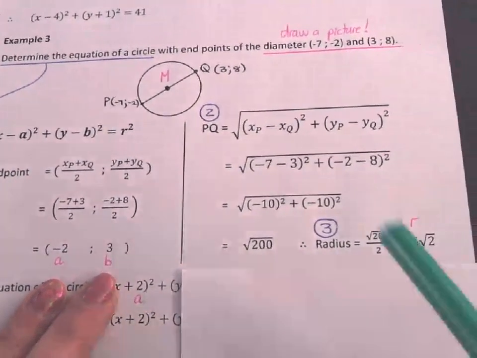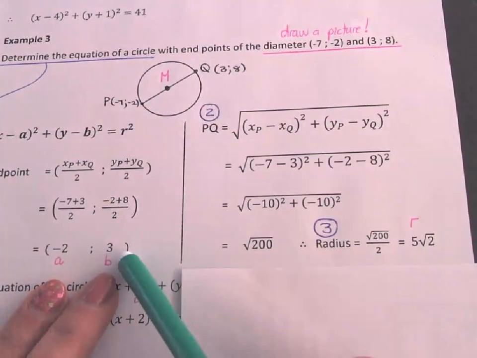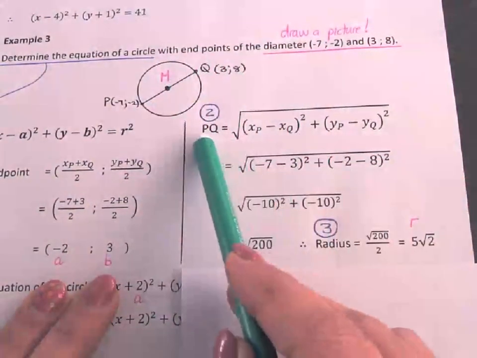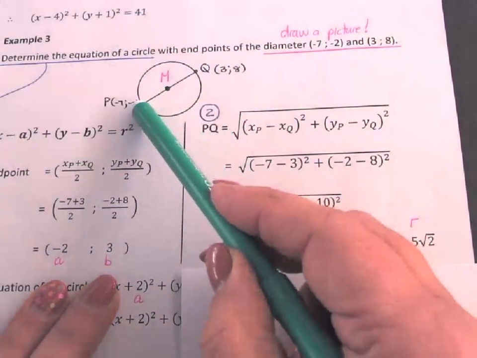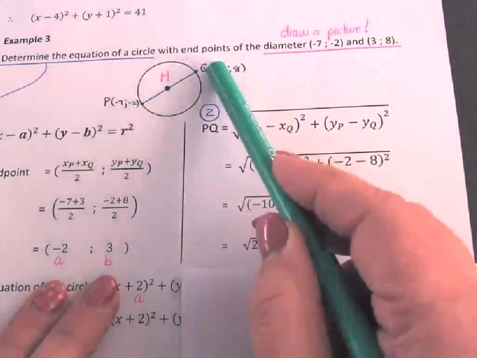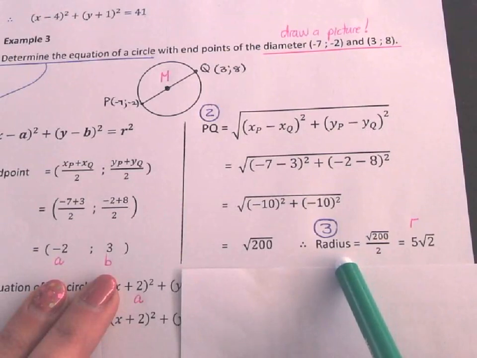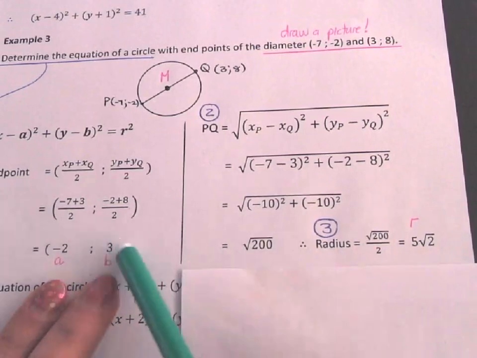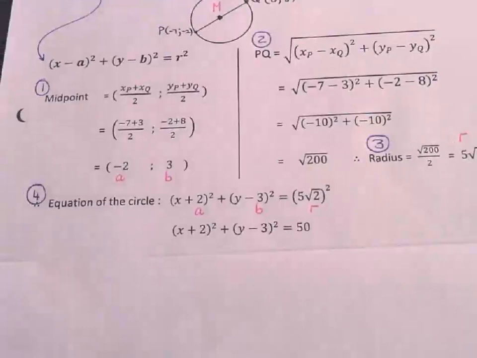You can either use the 2 points on the circumference, or you can use the midpoint, the center, and one on the circumference to calculate your radius. In this case, we use the two points P and Q on the circumference, and then you just need to divide it by 2 because the diameter is 2 radii. Now that I have A and B and R, you can just substitute it in your equation and then you have your circle's equation. Any questions?